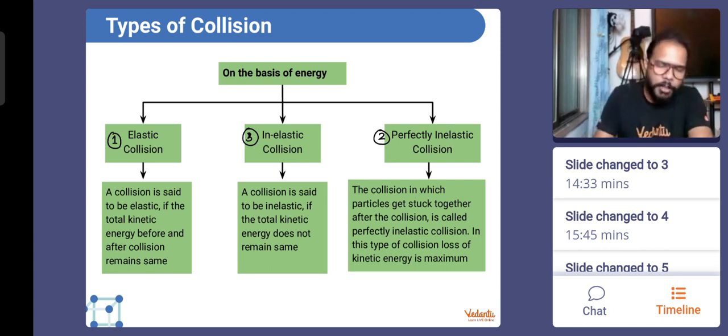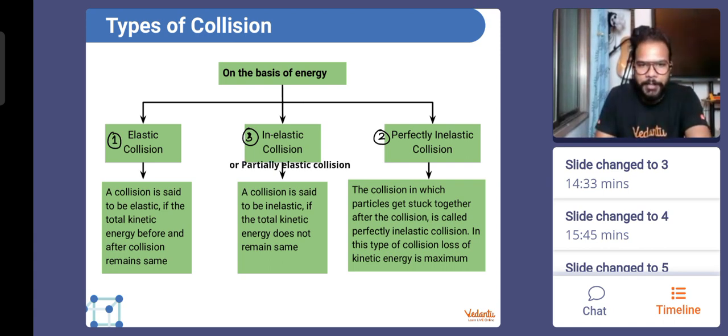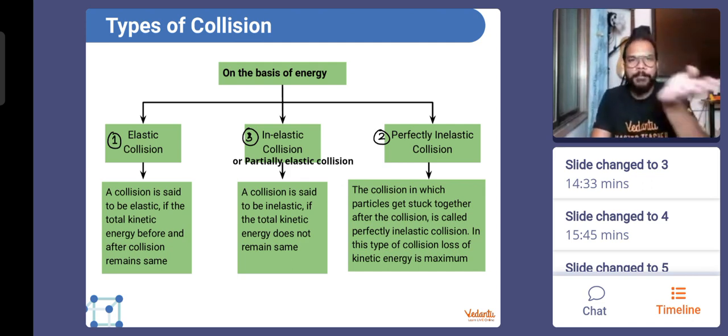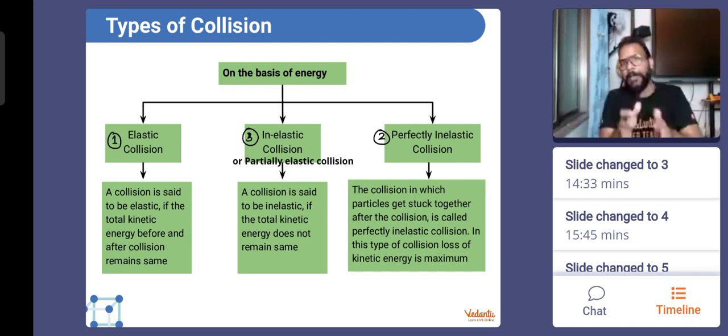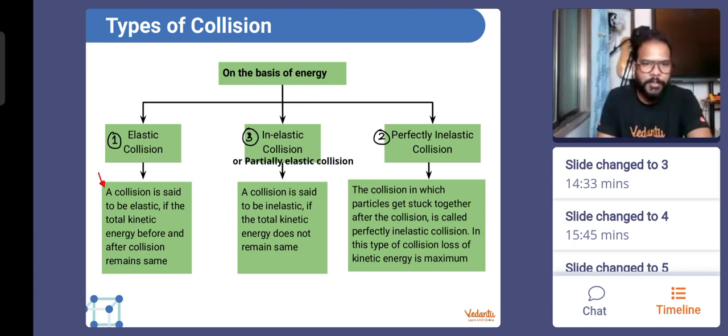After some time, you'll get the feel of all three of them. So just wait and watch. I will give you the entire understanding of this. So this is either called inelastic collision or partially elastic collision. First one, second one, and in the middle, the third one. Let's also go through their bookish definitions. The first collision is the elastic one. The collision will be said to be elastic if the total kinetic energy before and after the collision remains the same.